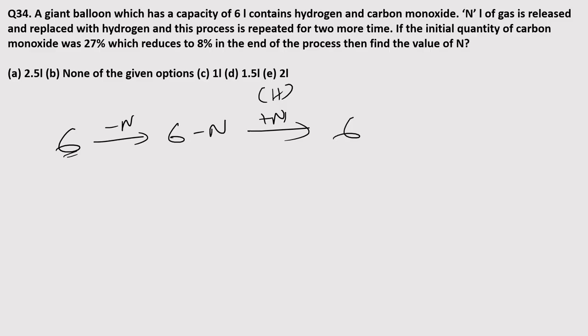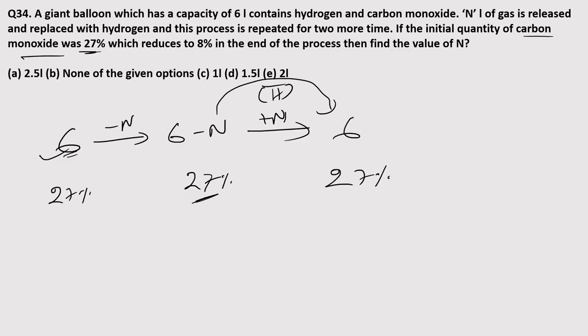And similar process is repeated 2 more times. So I am not drawing that. Now, initial quantity of carbon monoxide was 27%. So at this stage, carbon monoxide was 27%. As I am replacing hydrogen, so I have to work with carbon monoxide. Initially it was 27%. When I remove something, the ratio will not change. So here was 27%. And here I am adding something. When I am adding hydrogen, so strength of carbon monoxide will reduce. So here it will become 27% into (6 minus n) by 6. As this process is repeated 2 more times, so it will be cube. Now this is equal to 8%.